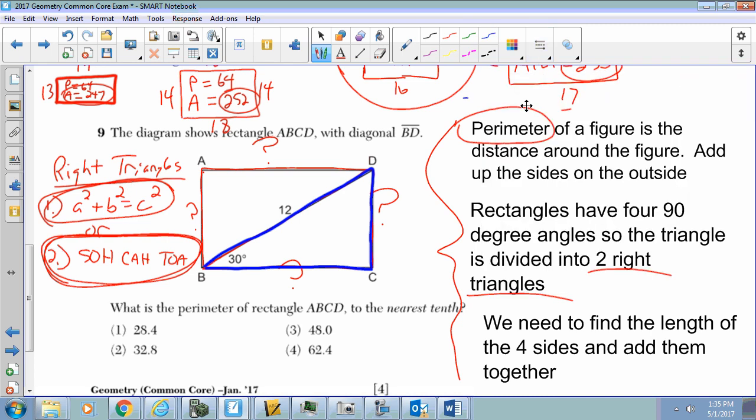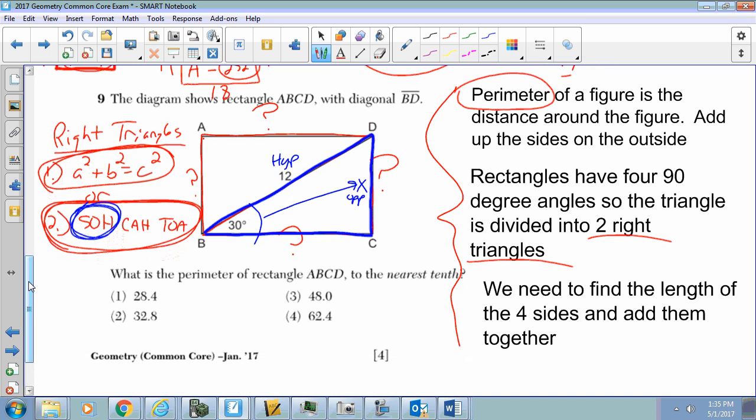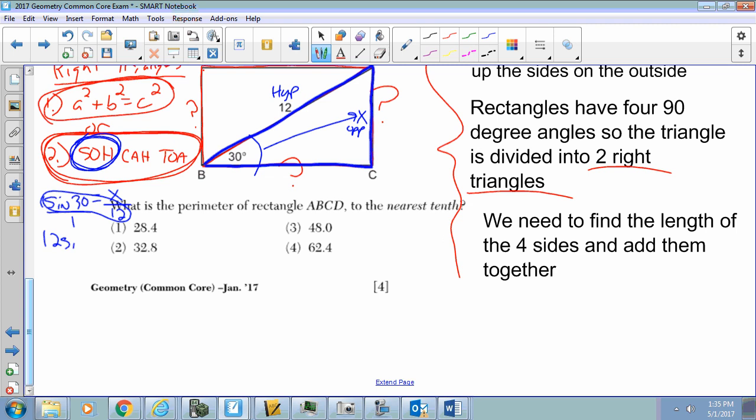Now, in order to find this question mark over here, which I'll now label x, based on that angle, that's going to be my opposite side, and we already know the hypotenuse. So that means we're going to be dealing with SOA, or sine. So what you're going to do is sine of 30 is equal to x over 12. I put that over 1, then you cross multiply, and you have 12 sine 30 is equal to x.